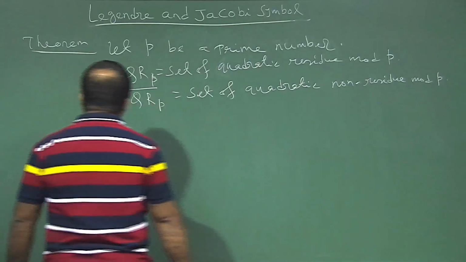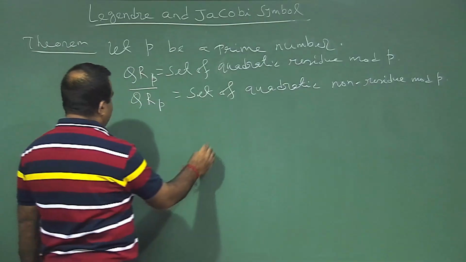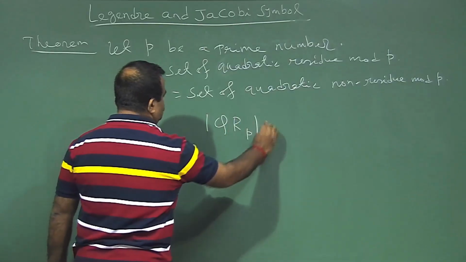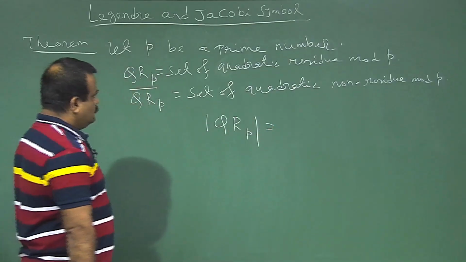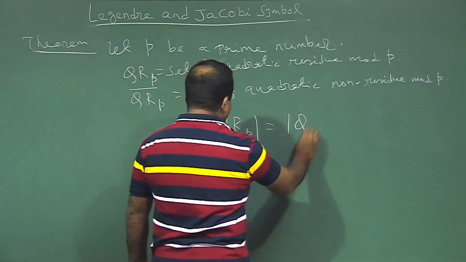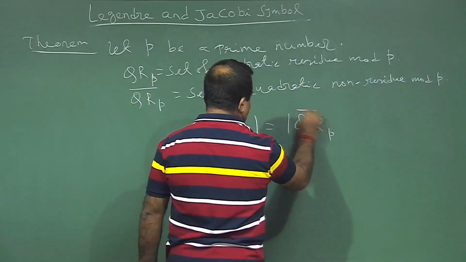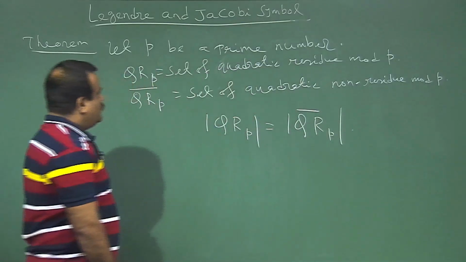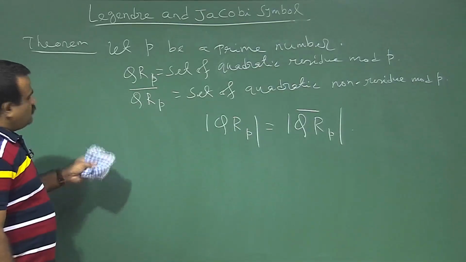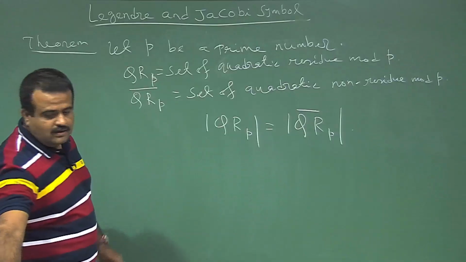Then this theorem we want to show that the cardinality of these two sets is the same. The number of quadratic residues is the same as the number of quadratic non residues. Okay. So, we will prove this theorem. Before proving it, let us take an example.